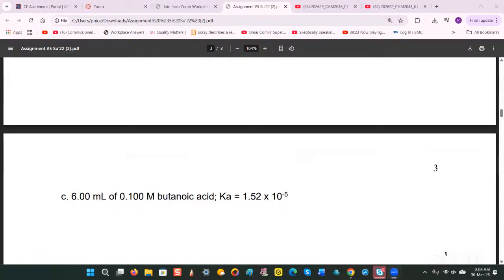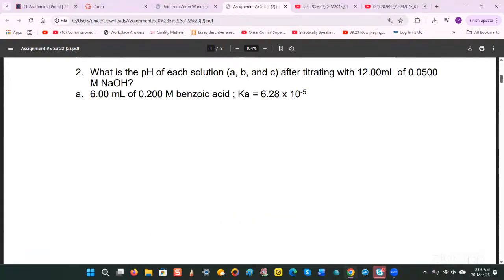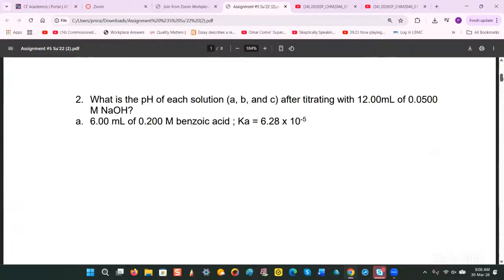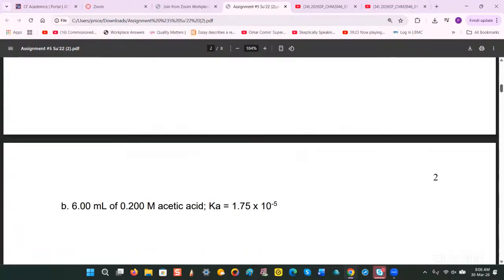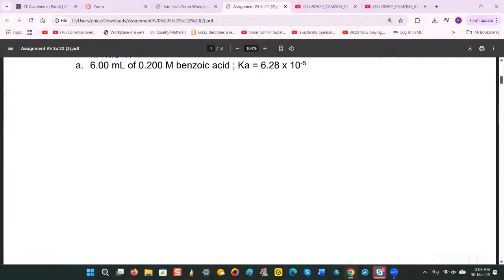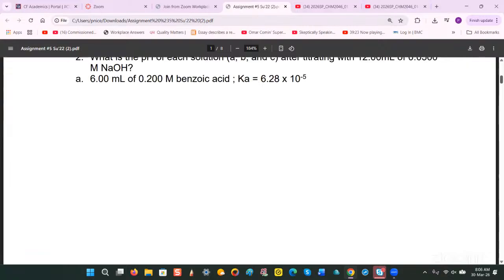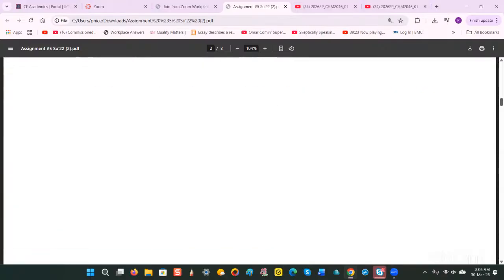All right. So let's look at the B part. In the case of the A part, we start off with 12 mils of that, 6 mils of 0.2, and well, you know what? I just realized something. So basically, A and B is very similar. The only difference is that the acid is different, and therefore the Ka value will be different. So basically, you just follow the same process in the case of B, follow the same process as was done in A. I'm going to leave that for you guys to do on your own. Again, if you have any questions about that, please let me know.